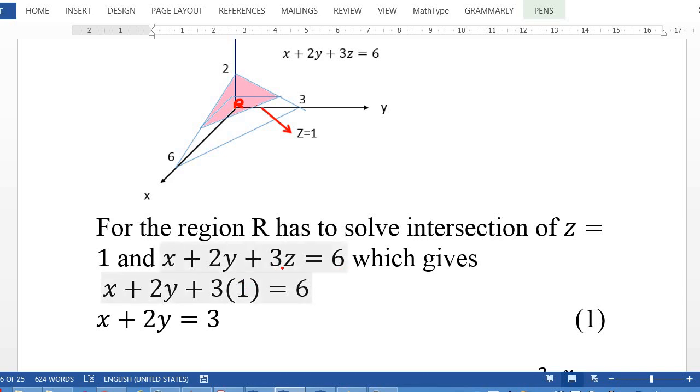So you substitute z is 1, hence you get x plus 2y equal to 3, which means this smaller triangle. Compared to the previous example, where the region R is larger, where z equals 0 on the xy plane, we have a larger region R. But this one on z equal to 1, we have a smaller triangle, which is x plus 2y equal to 3.